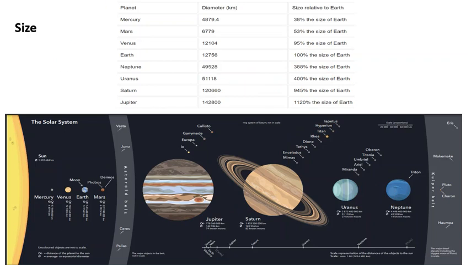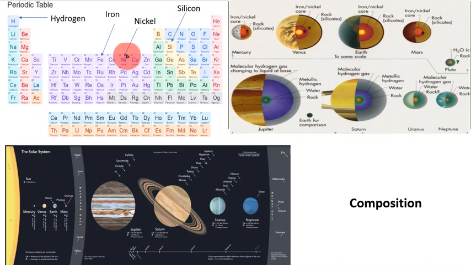The last property we want to look at is what's called composition. Composition is really what the planets are actually made up of. If we take the periodic table, this periodic table identifies all of the building blocks of matter in the universe. This is essentially what makes up everything in the universe. You can think of them as the building blocks.